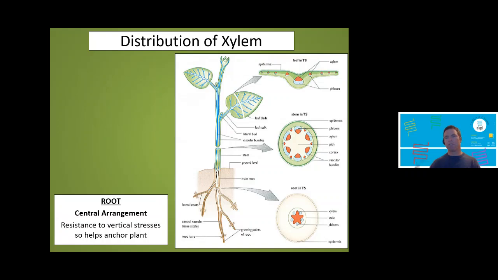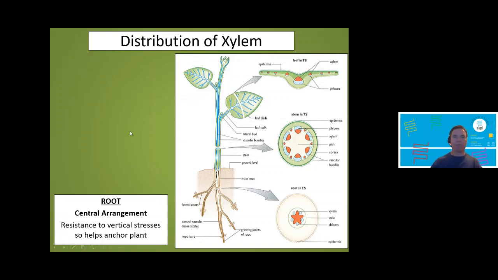So while xylem has a role in transport of water, we're interested in where xylem exists in different parts of the plant because of what it confers to that plant. So you can see the root has a central arrangement, and the reason it has that is because it resists that vertical stress, that being pulled out. So it helps to anchor the plant.